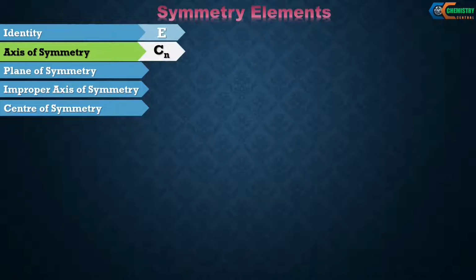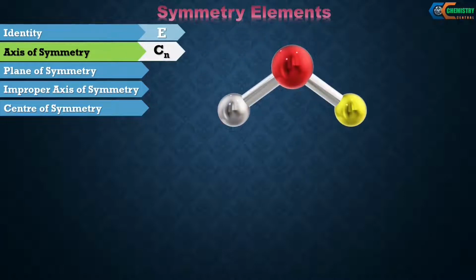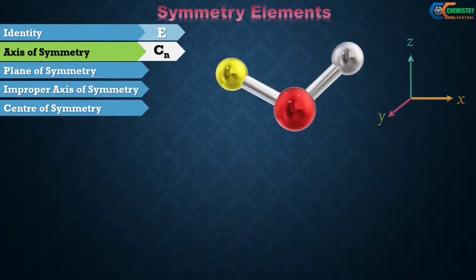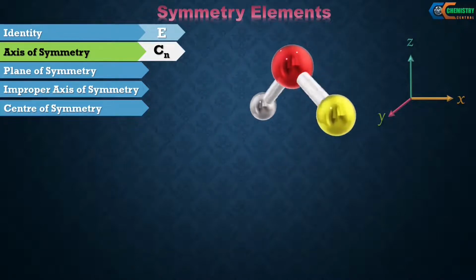For example, imagine a water molecule in a three-dimensional space and assign x, y and z coordinates to it. This molecule can be rotated along the x-axis, y-axis and z-axis.